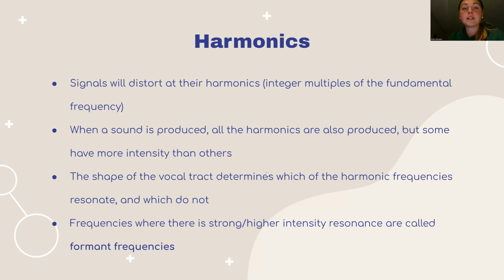When a sound is produced, so when you produce a vowel sound, all of the different harmonics are also produced. But when we change the shape of our vocal tract, some of those frequencies, some of those harmonics, resonate louder and with more energy than other ones do. Those pitches where there's higher resonance are called formant frequencies. And those are really important when we talk about vowels.